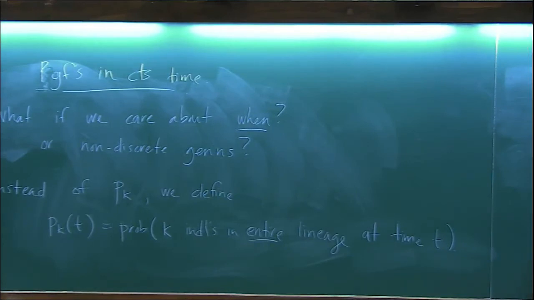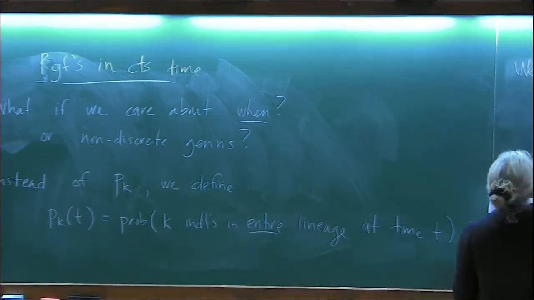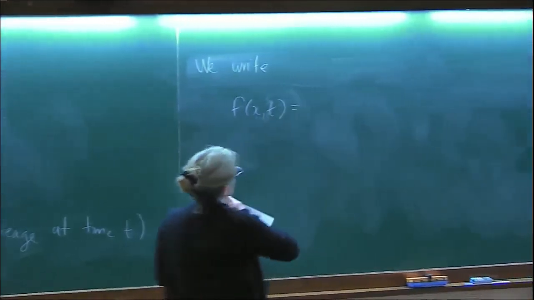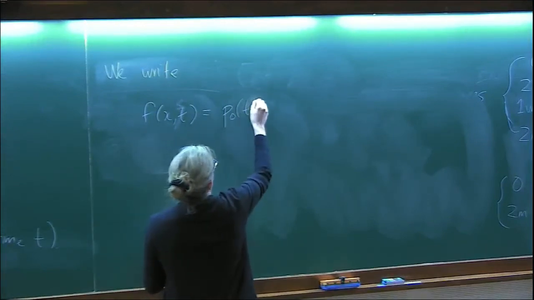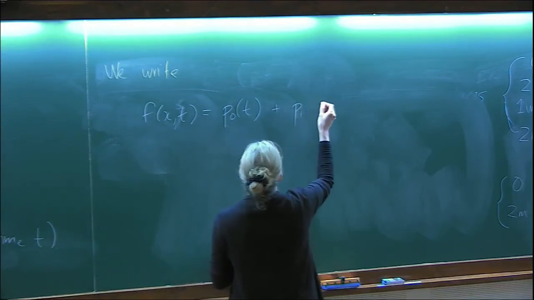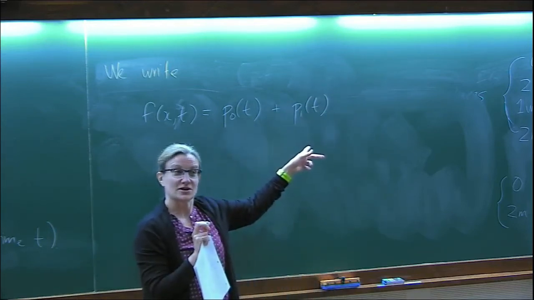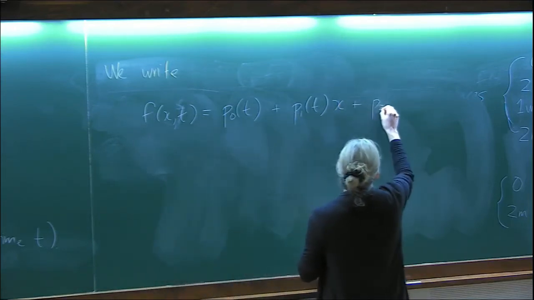And then we write the usual probability generating function. But f of x depends on t now. Probability that we have 0 individuals in the lineage right now. Probability we have 1 individual in the lineage right now. And I'm going to use that as the coefficient of x, etc.